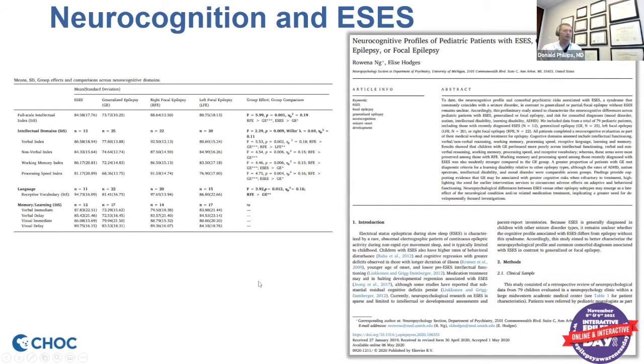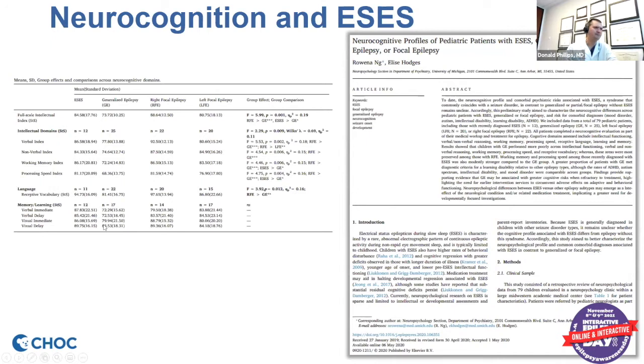Maybe the one outlier is this. This is a paper out of University of Michigan. The paper was actually looking at refractory generalized epilepsy, so a little different than ESES, but it was comparing it to ESES as a comparator group, and found that the overall IQs of the children with ESES were actually higher than that of refractory generalized epilepsy and some other epilepsies as well. There were only 12 patients in this trial that had ESES.